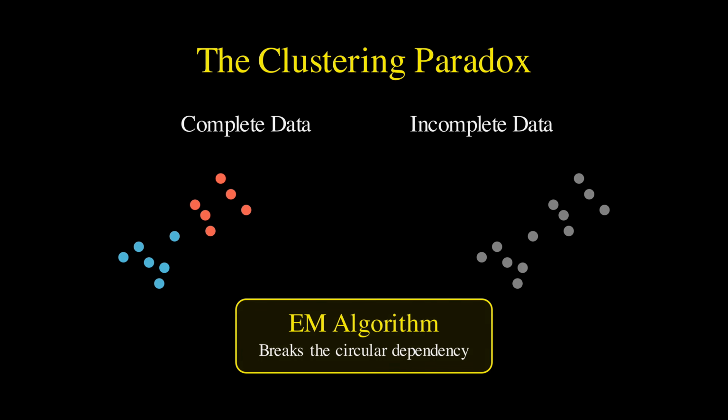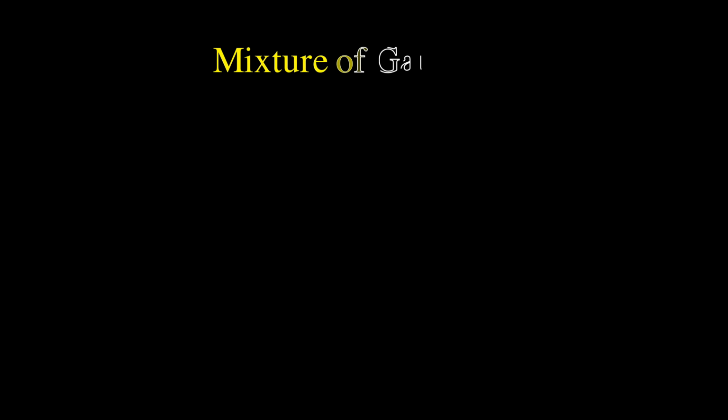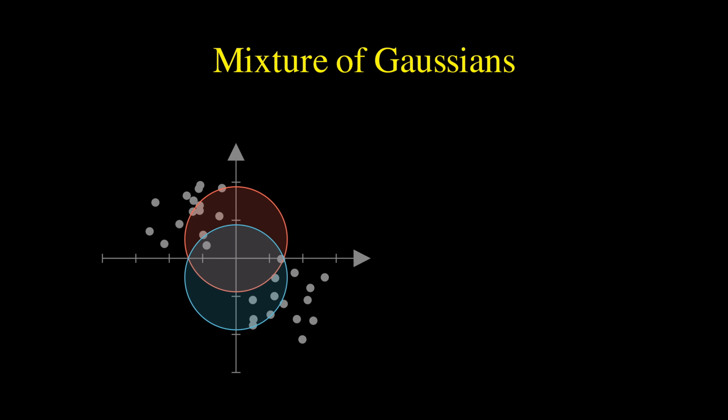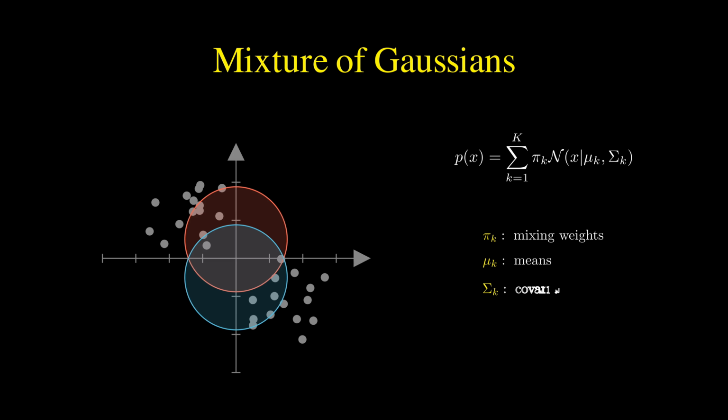Let's set up a concrete example with a mixture of Gaussians. We have data points scattered across our space, generated from two Gaussian distributions. Our goal is to find the mixing weights pi, the means mu, and the covariances sigma for each component.